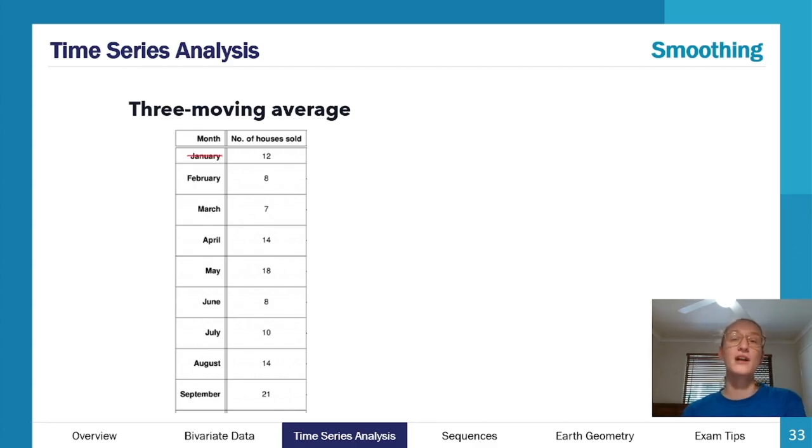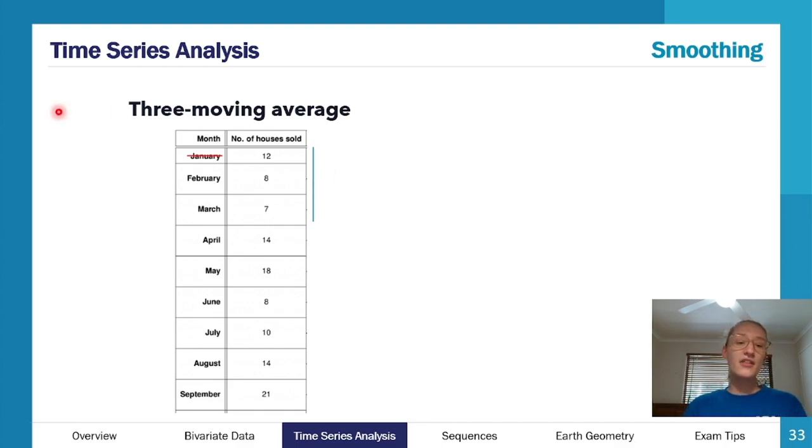So again, step 1, we cannot smooth the first month because there's no point before it, or no point to the left of it, to smooth it with. There's no month before January in this data set. So we have nothing to average January with. So we can't do January. So we move on to February.